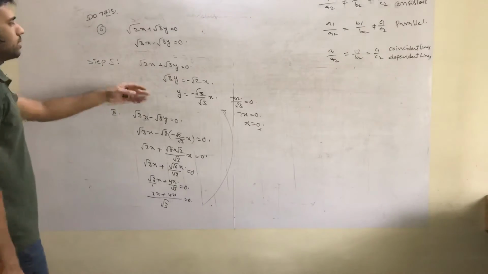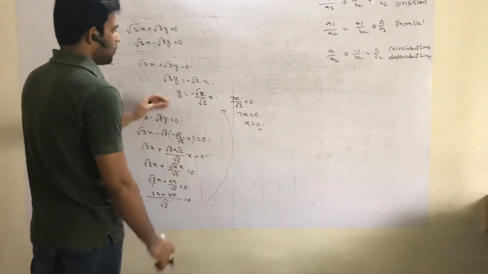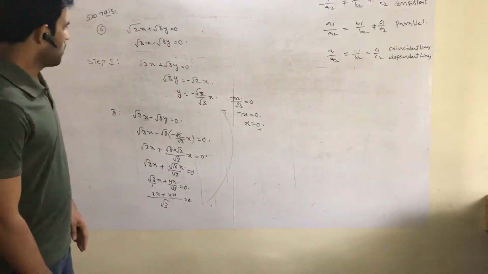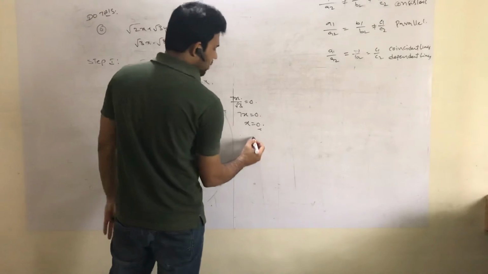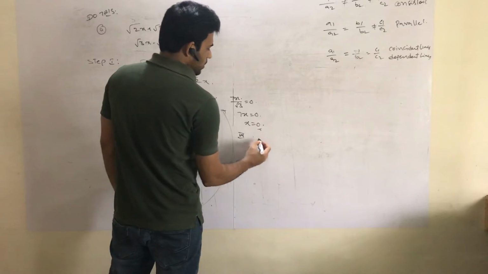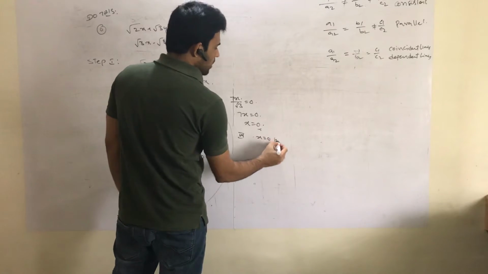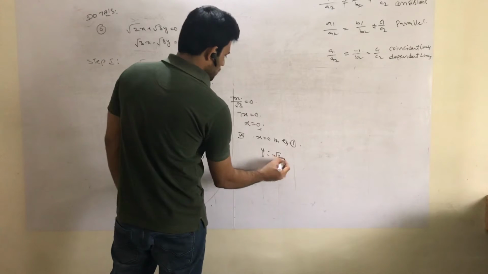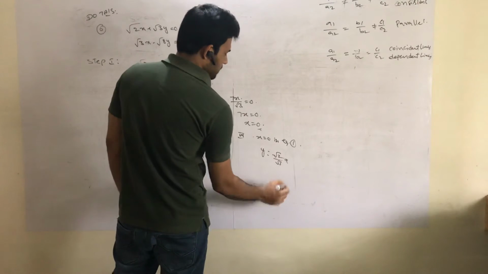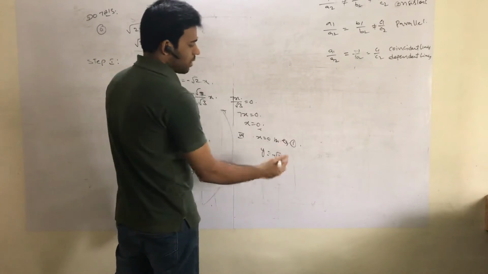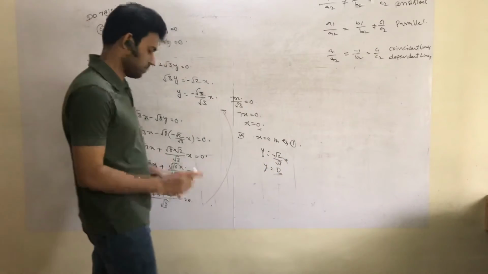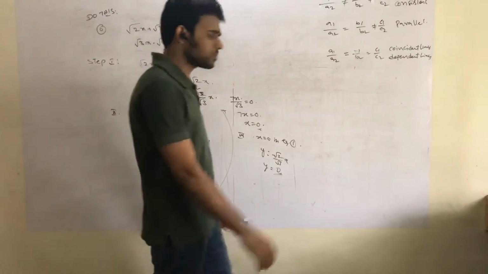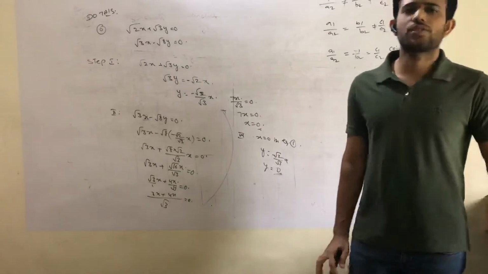Now, find the value of y. What is our next step? Substitute the value of x equal to 0 in equation 1. Our equation is y equal to minus root 2 by root 3 into x. When x is 0, 0 into anything is 0, so y is also 0. So for these equations, the intersection point is the origin, which is 0 comma 0.